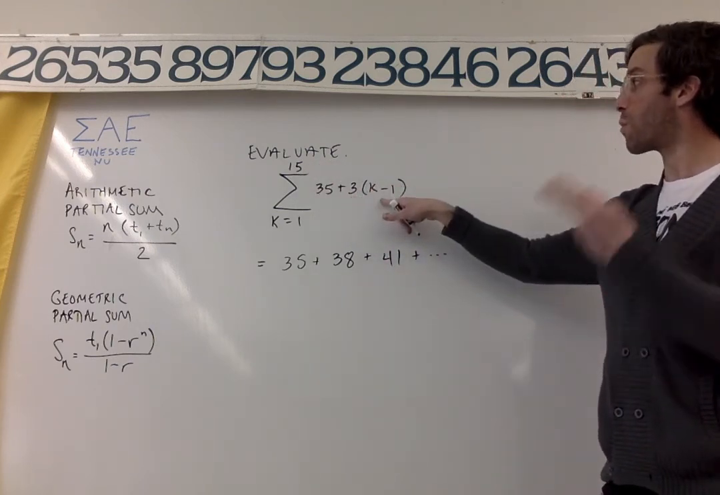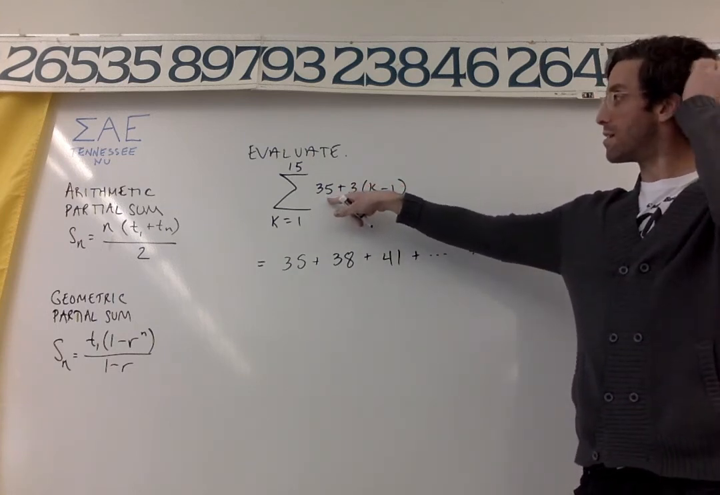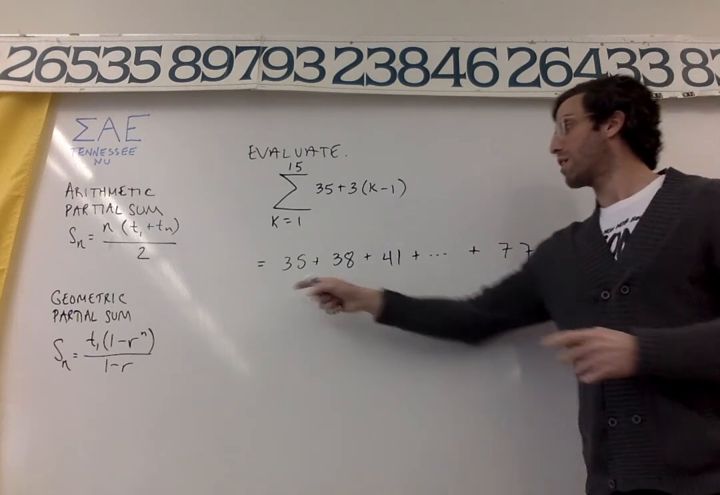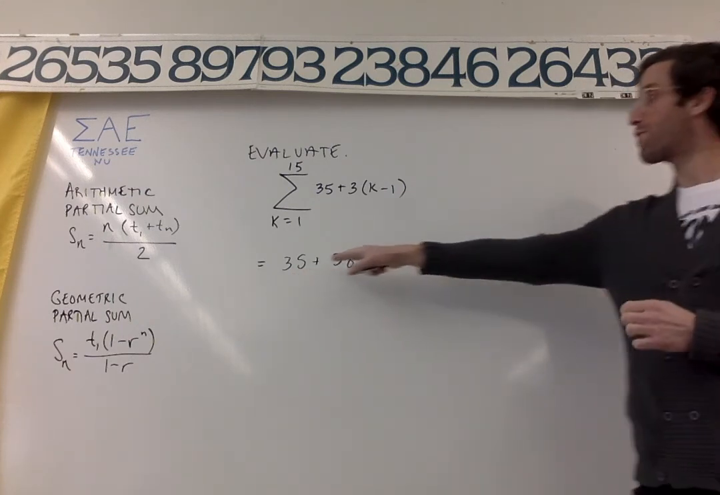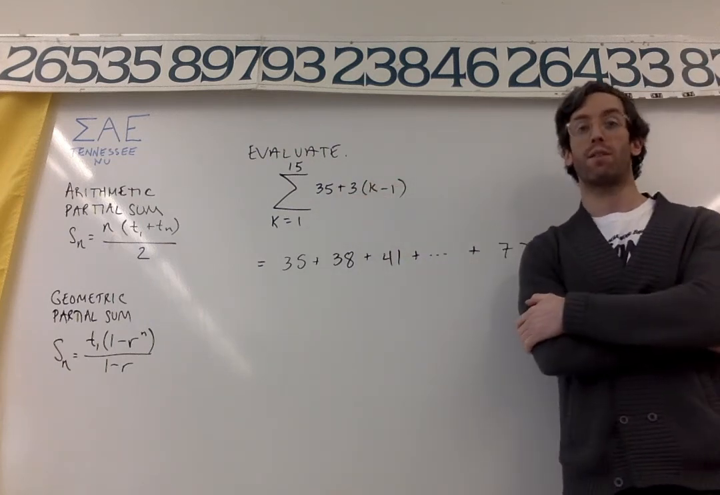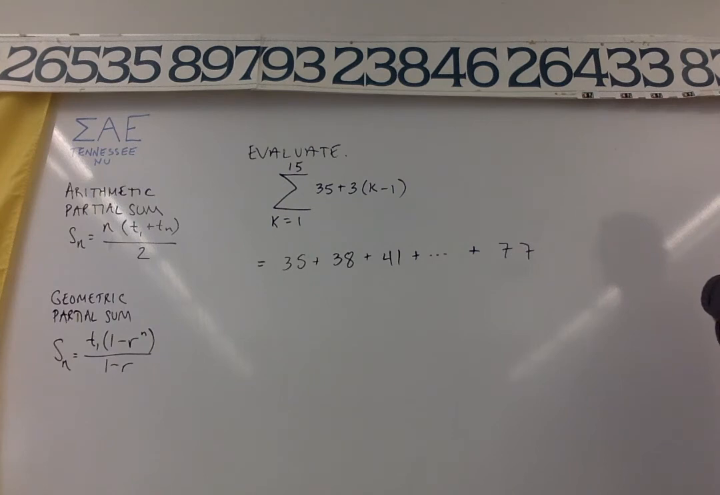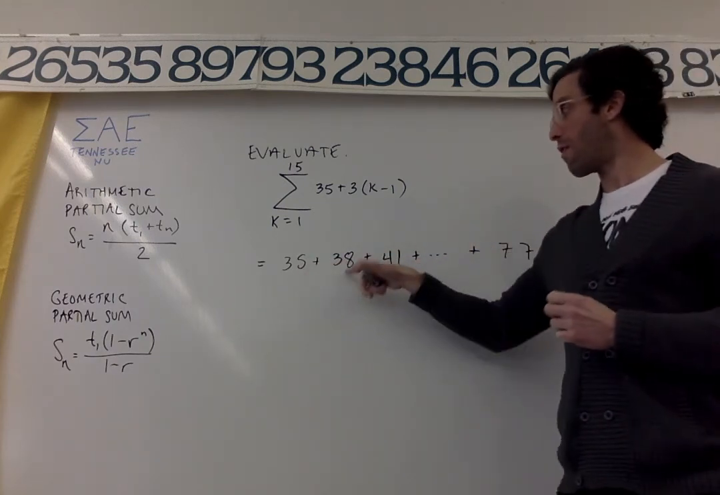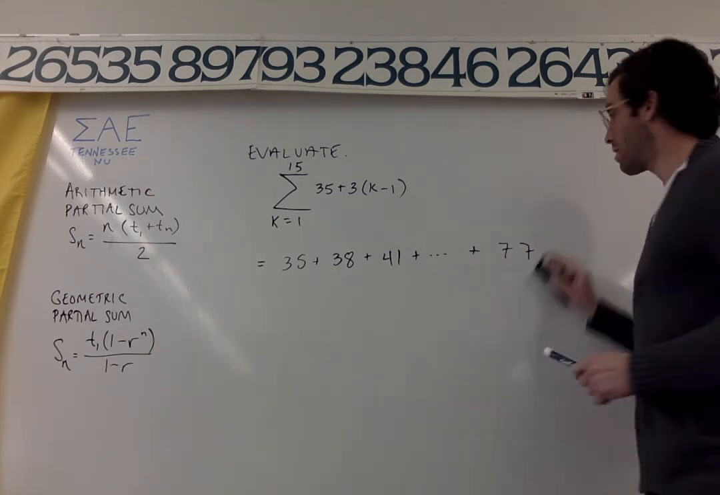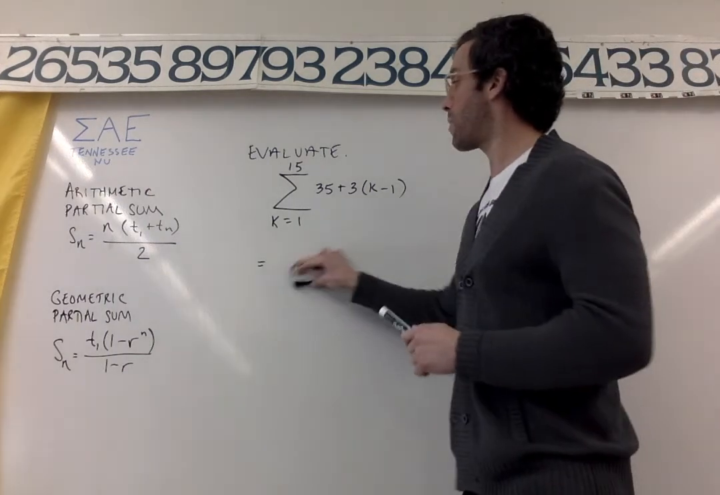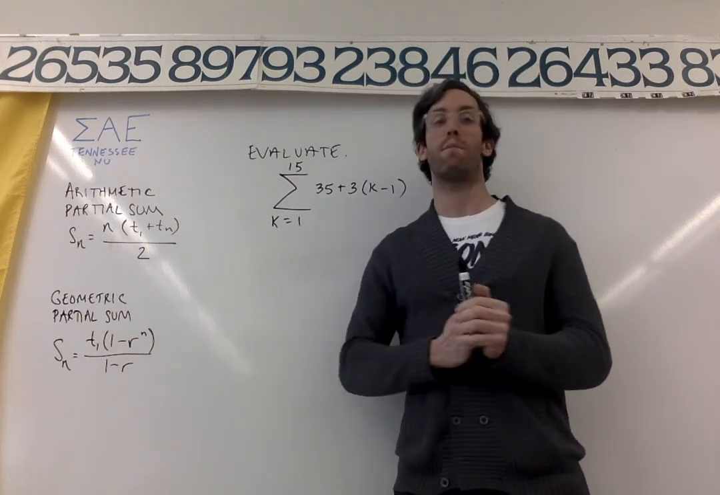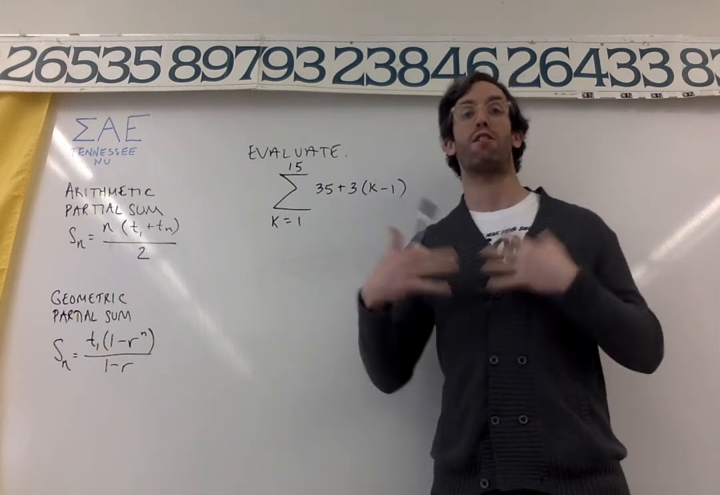So 3 times 14 is 42, plus 35 is 77. So we're essentially adding up the first 15 terms in this sequence. But the faster way to do this, instead of just writing down all these numbers and adding them up, is to use a formula. Just like we went over in class at the end of the second quarter, the formula for a geometric partial sum, there's also a formula for an arithmetic partial sum.